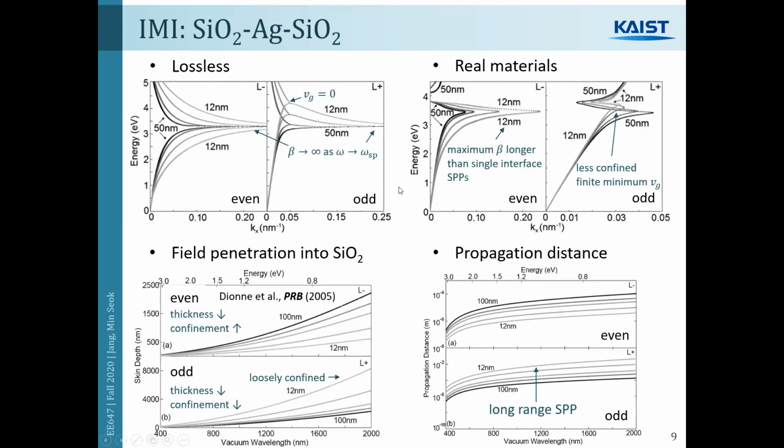Then we talked about the real material case, the field penetration into the dielectric claddings and also the propagation distance. These two quantities are really important because the field penetration tells you about the lateral size of the mode. If the penetration is deep, your mode size is pretty large, and if the penetration is small, your mode is pretty well confined. Propagation distance is important because we are talking about a waveguide; it tells you how long the wave can propagate without too much loss. These are the most important quantities in characterizing plasmonic waveguides.